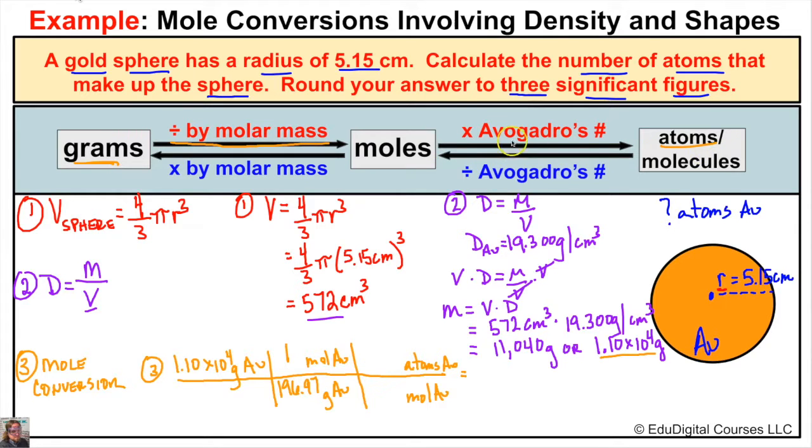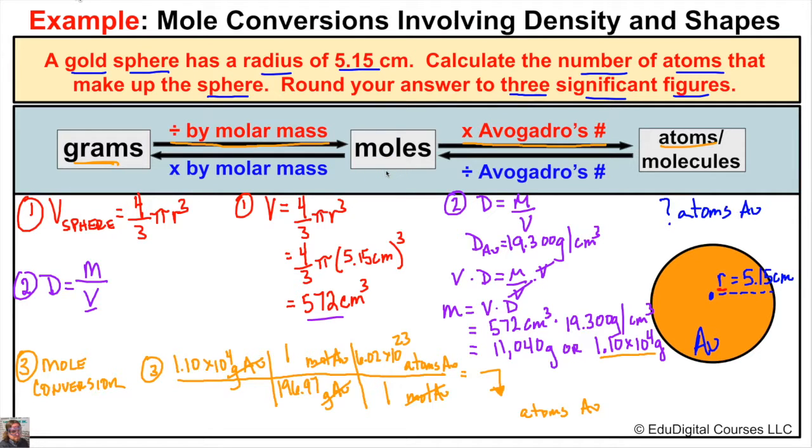And now we need to figure out the number of atoms. So now we have to multiply by Avogadro's number. We know that 1 mole is 6.02 times 10 to the 23rd atoms. And so if we take a look, we have grams in the numerator and grams in the denominator. They can cancel. Moles of gold in the numerator, moles of gold in the denominator, leaving us with atoms of gold as our unit, which is what we were trying to figure out.